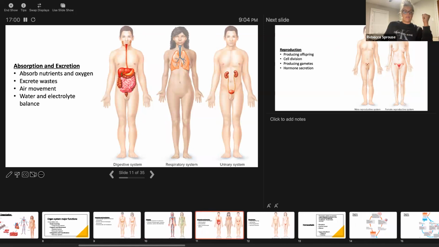The three systems that we have here that are responsible for absorption and excretion. So we have digestive system, respiratory system, and urinary system. And respiratory system, a lot of people associate with the same function as cardiovascular, but it's actually not that way. The respiratory system and cardiovascular system feed off of each other, but they have very different functions. And so if we're talking about absorbing nutrients, obviously that's going to be the digestive system. So the digestive system is going to break down the food that you eat into small molecules that we can then utilize as energy for our cells.